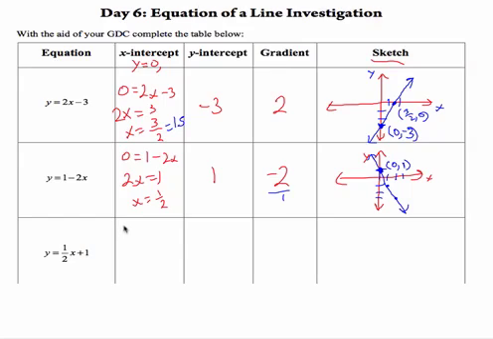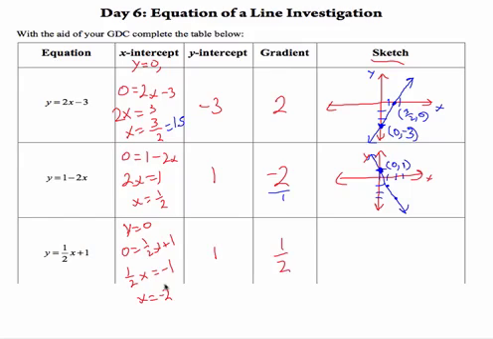last example here, we want to find the x-intercept. Same procedure, y equals 0. So we have 0 equals half x plus 1. We have half x equals -1. To get rid of that half, we're going to multiply by 2. We get x equals -2 is the x-intercept. The y-intercept directly from the equation is 1.